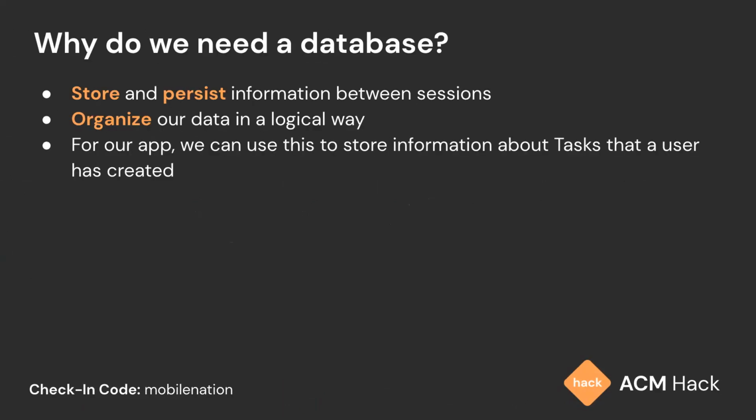Well, I mentioned this before. We need to store and persist information, right? We can do this with local storage, but doing it with a database essentially keeps our data synced between every device. So if you get a new phone, or you go on your computer and try to access that data, you can still access it. But it also serves the task of organizing our data in a logical way. So in the case of our app, we're using this to store information about tasks that a user has created.